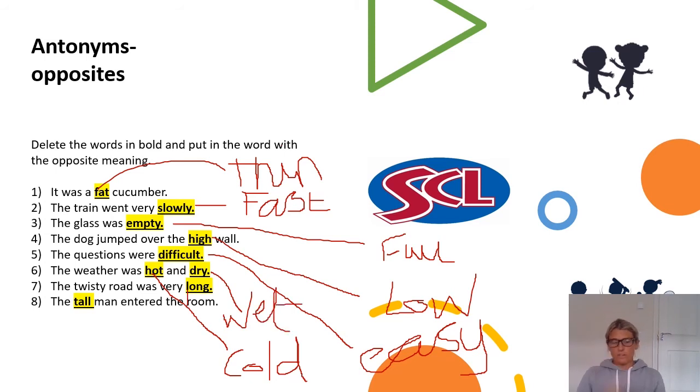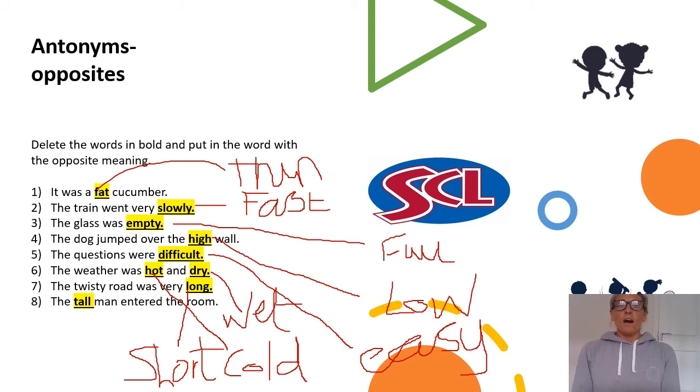Okay, long then. The twisty roads were very long. So if something's long, what's the opposite? Short. Yes. Fantastic work. Amazing job. We're on to that last one, and then we're ready to move on. The tall man entered the room. So if I was really tall, what would that be? Yeah, good job. Short.